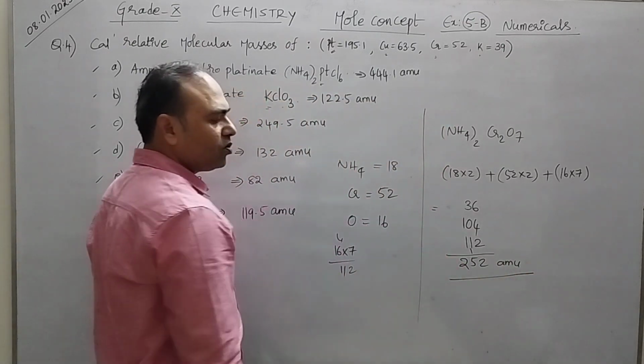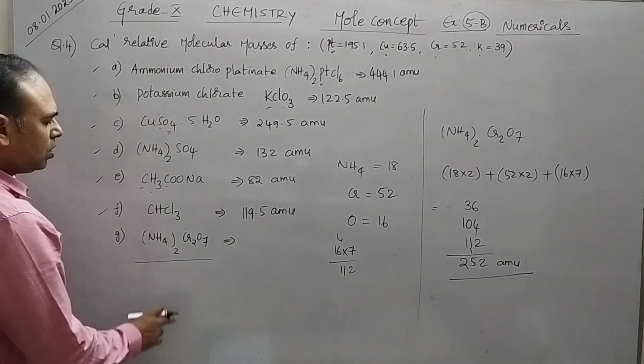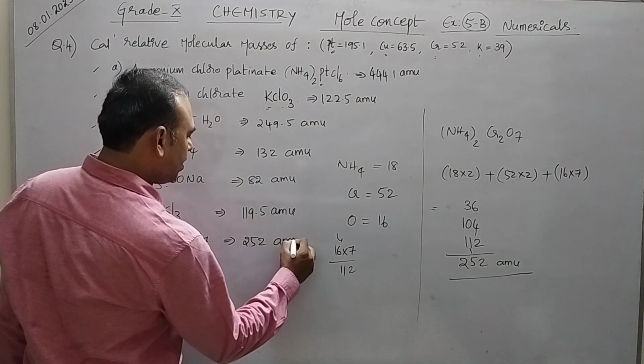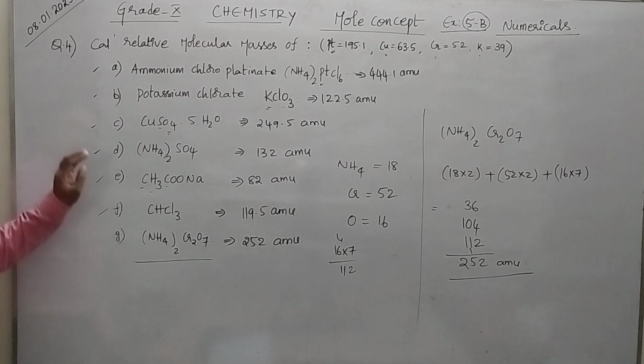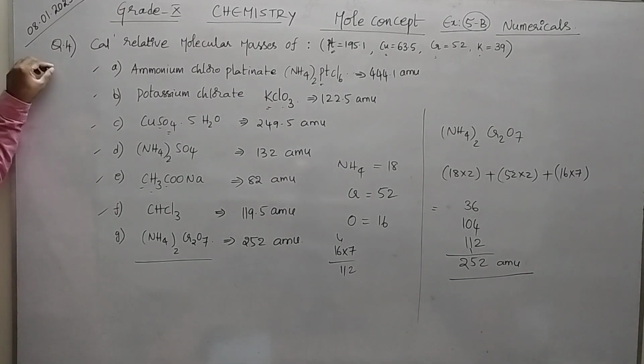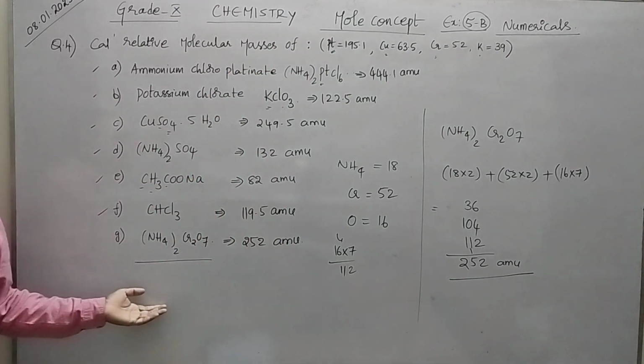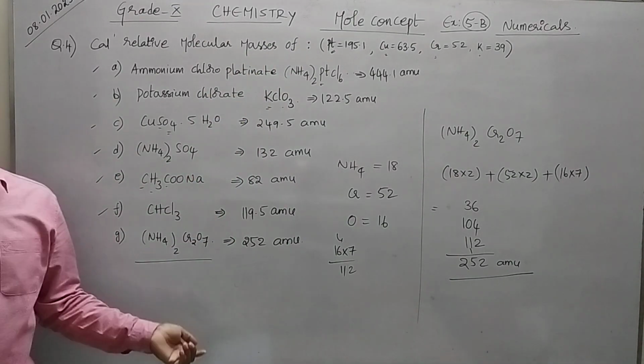So we get the answer, 252 atomic mass unit. Now the molecular mass of ammonium dichromate is 252 atomic mass unit. Hope you have understood this. We have completed question number 4, that is finding out the relative molecular mass of the given compounds. Let us move to question number 5.